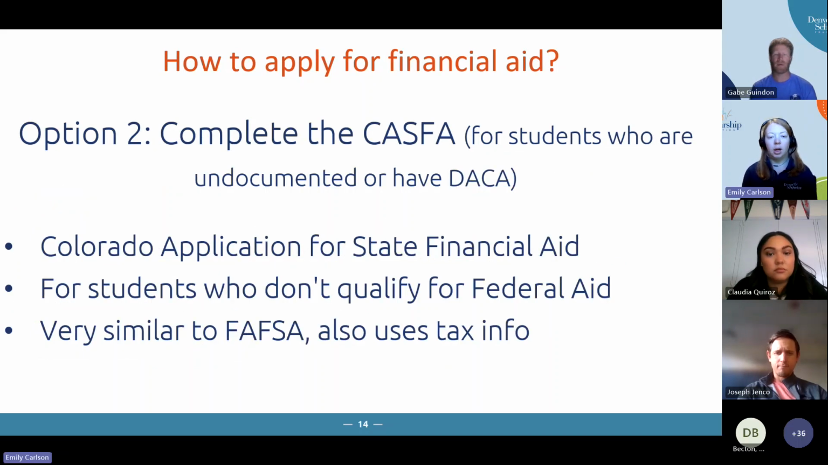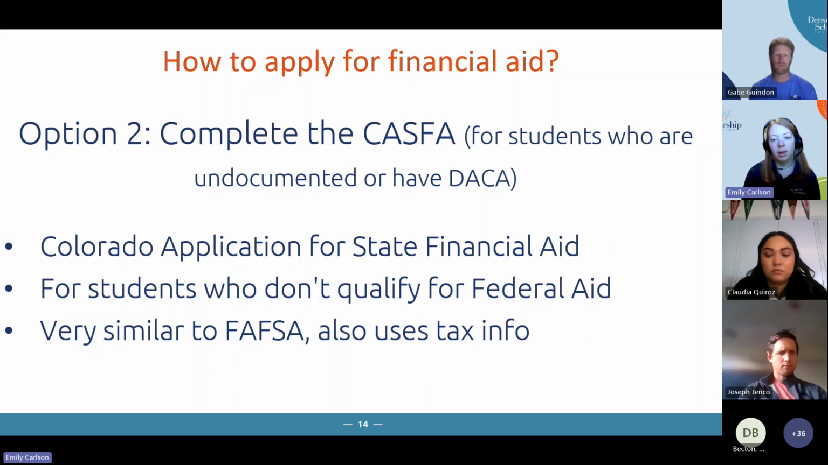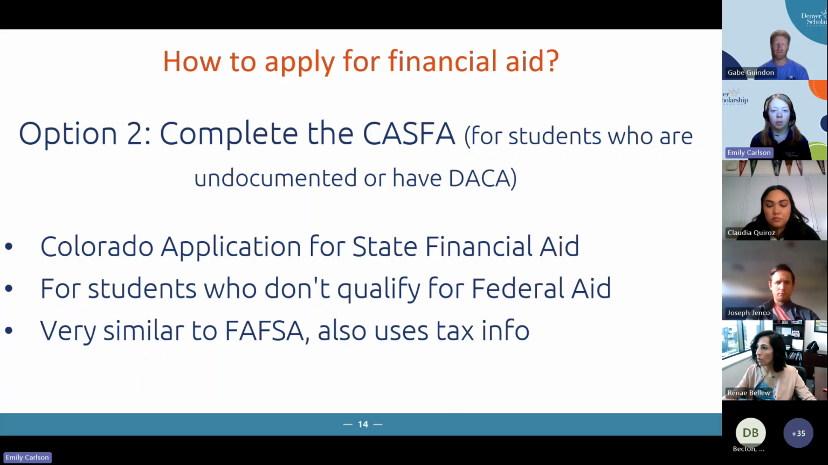So for students who are not US citizens or permanent residents, who are undocumented students, in Colorado we have the CASFA, which is the Colorado Application for State Financial Aid. Yes, we are a state that does allow undocumented students to receive financial aid from state money. It can only be used in Colorado, though. That is the stipulation to that.